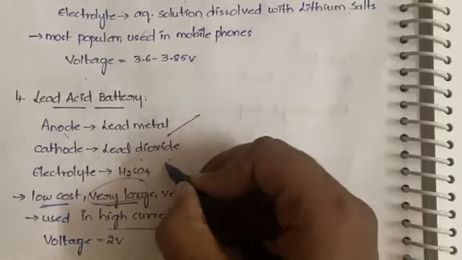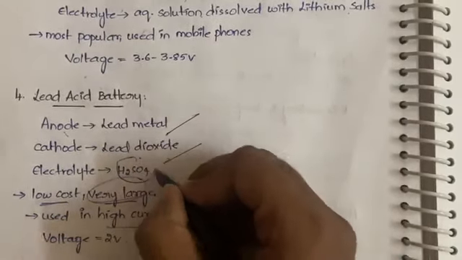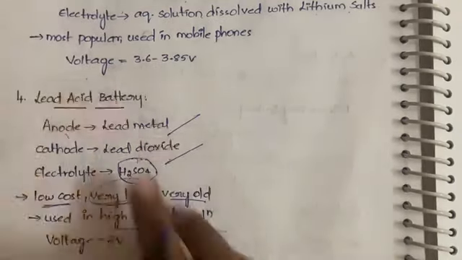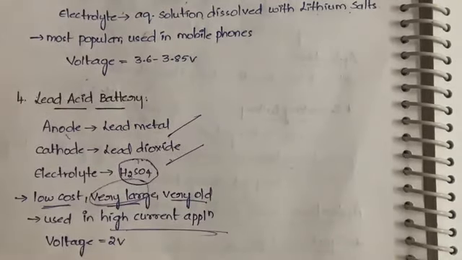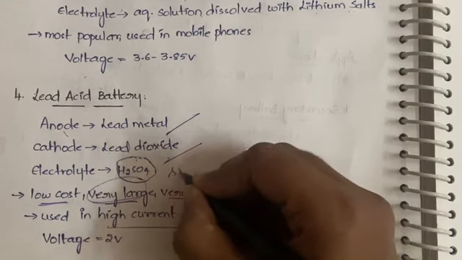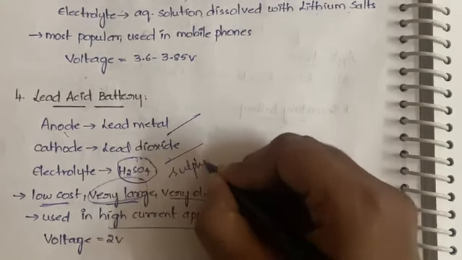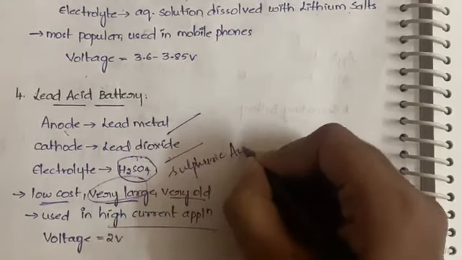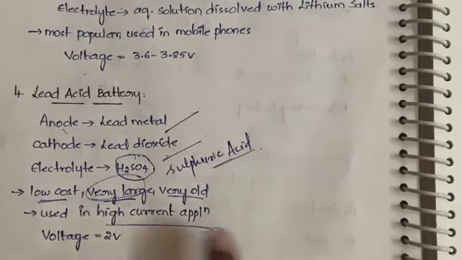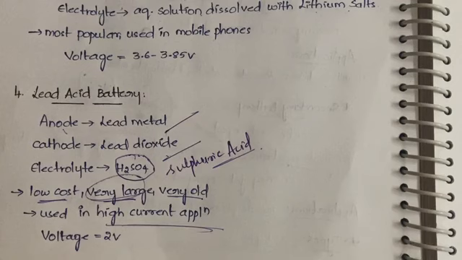So the anode here in lead acid is lead metal, and the cathode is also something which is made up of lead, which is lead dioxide, and the electrolyte is sulfuric acid. Lead and an acid. And what is that acid? Sulfuric acid, H2SO4, sulfuric acid, you know, right? Okay, and the voltage is 2 volts. Got it? It is of low cost, it is very large, and it is a very old battery.